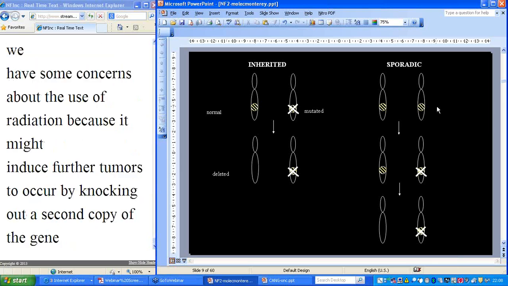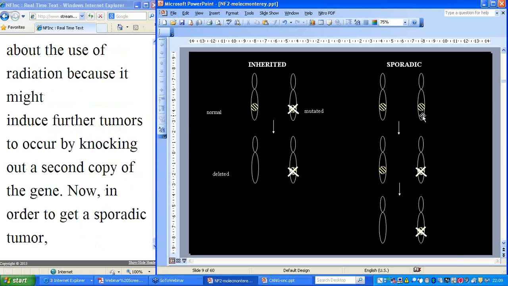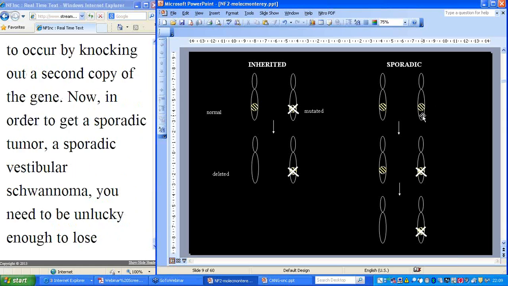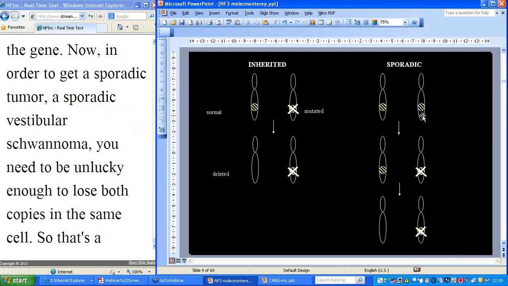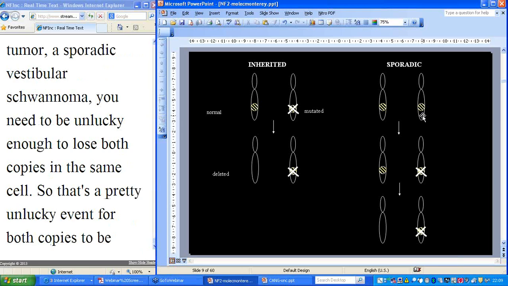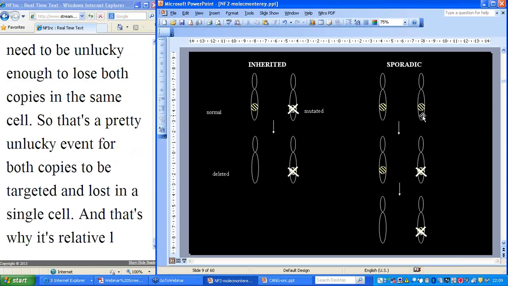Now, in order to get a sporadic tumor, a sporadic vestibular schwannoma, you need to be unlucky enough to lose both copies in the same cell. So that's a pretty unlucky event for both copies to be targeted and lost in a single cell. And that's why it's relatively rare for people to develop vestibular schwannomas.